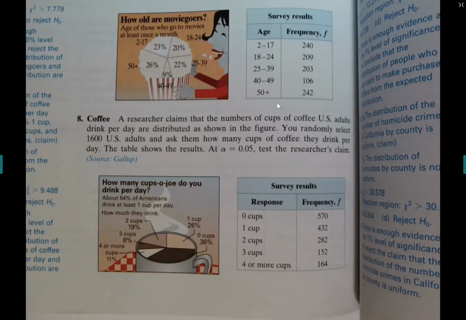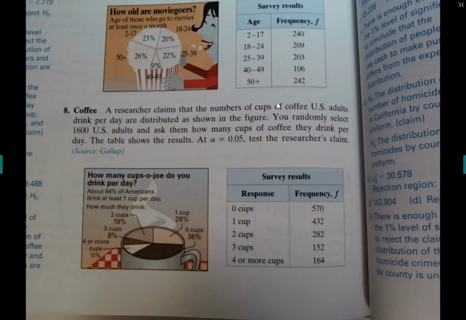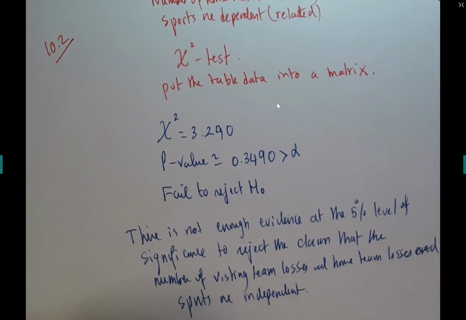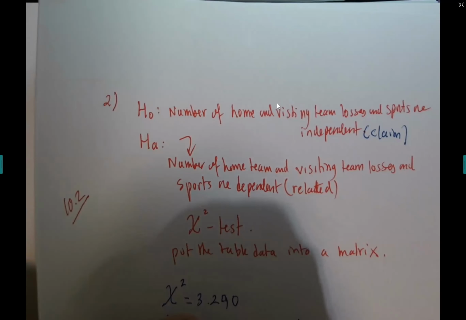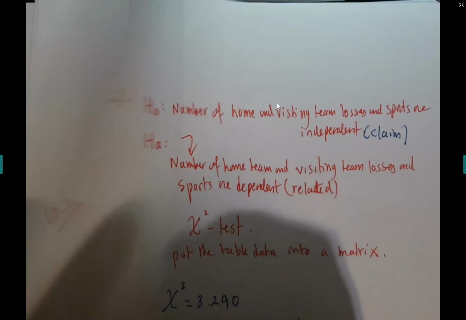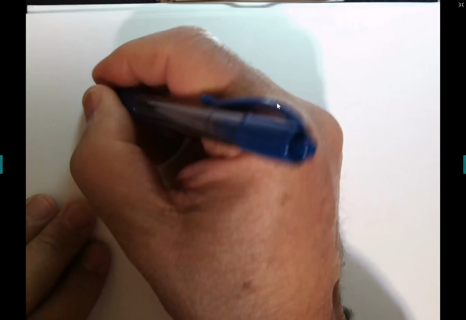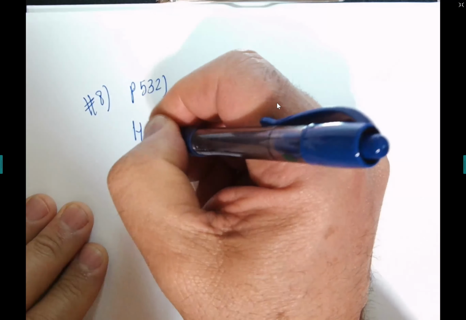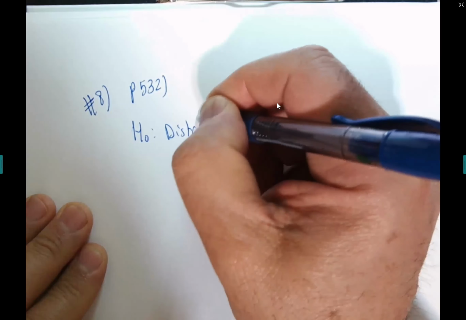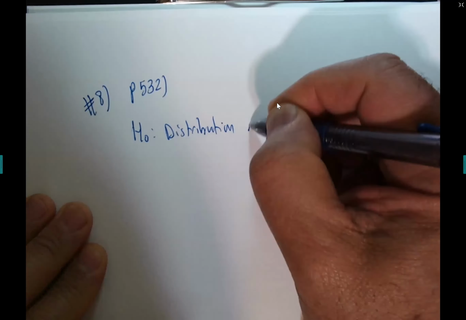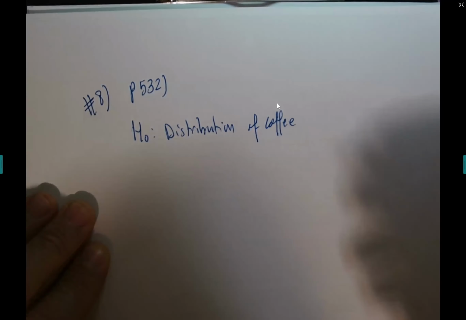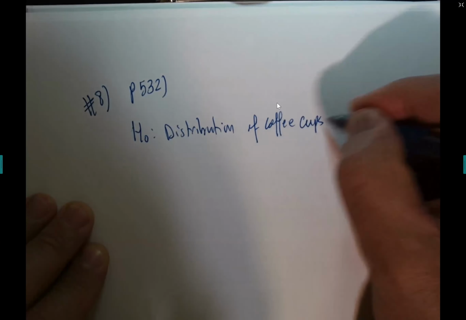And let me demonstrate how to do this problem. I already have the data, so I don't need the book. We're just going to do the question and show you how to do this. So number 8, page 532. H0 will be: the distribution of coffee cups is as claimed.